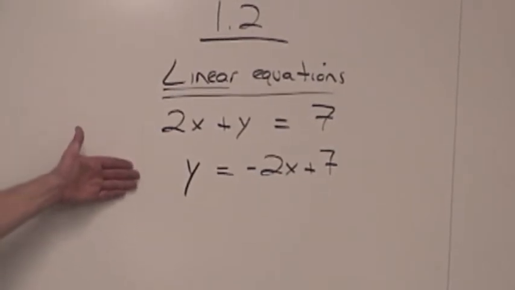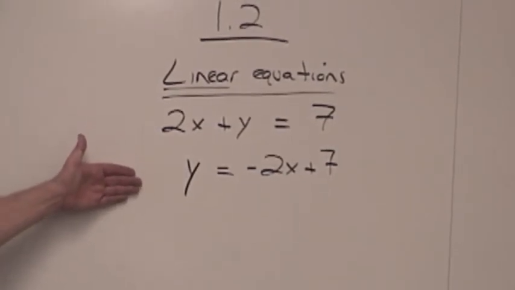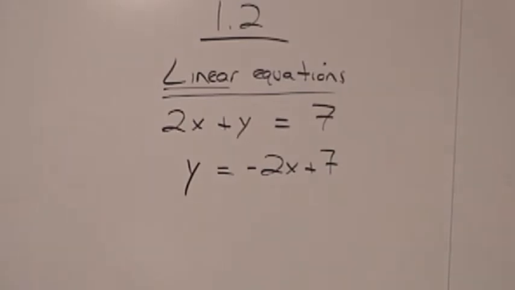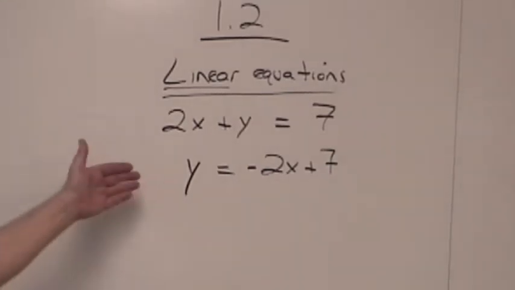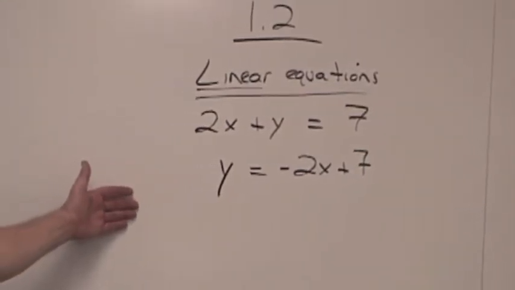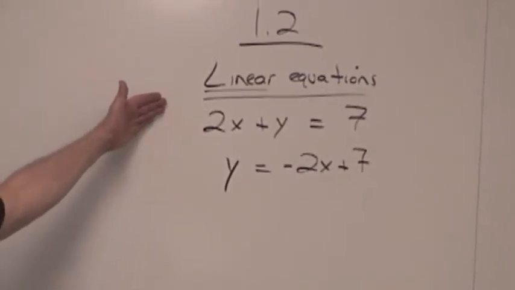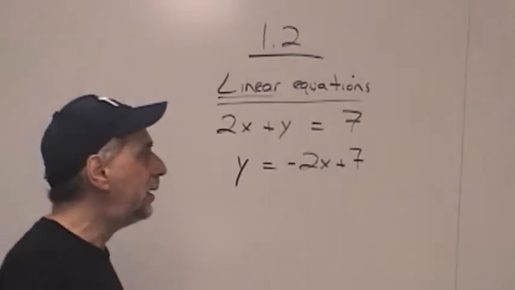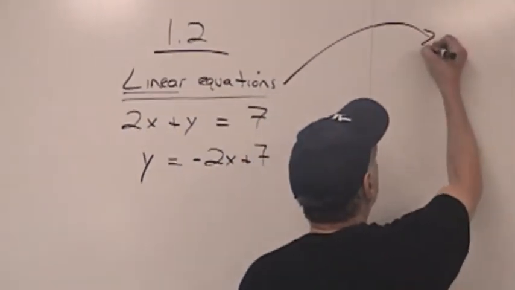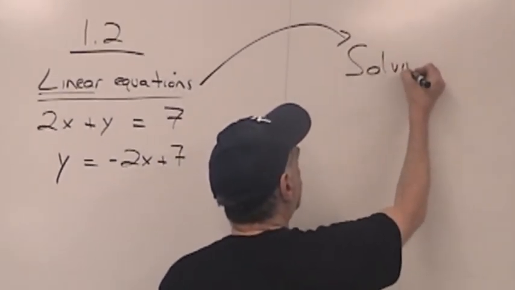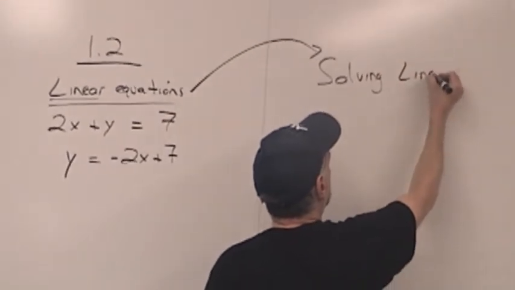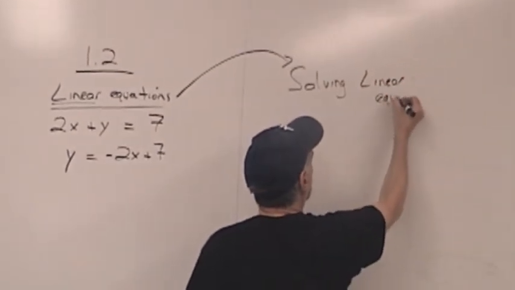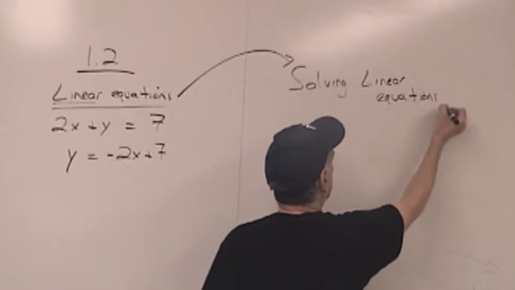Now in 1.1 we were asked to graph these equations. In this section we're going to be asked to solve for one of the variables when we're given the other one. So in this section when we have a linear equation, we're just going to have one unknown and we're going to solve for that. So solving linear equations is what we want to accomplish here.